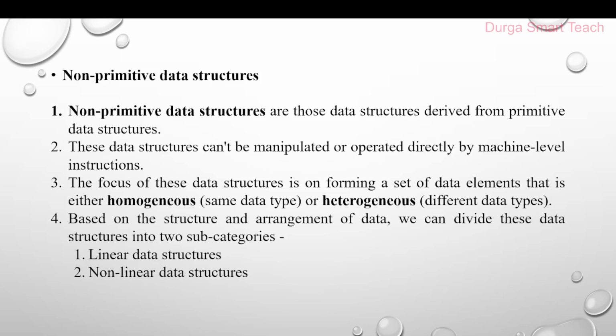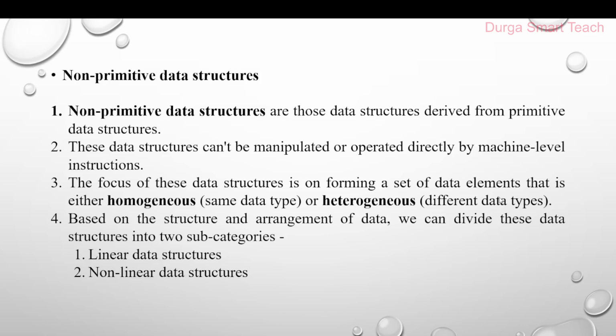The next one is non-primitive data structure. Non-primitive data structures are those derived from primitive data structures. These data structures cannot be manipulated or operated directly by the machine level instructions. By using non-primitive data structures, we can store either homogeneous or heterogeneous data. Homogeneous means same data. For example, if you want to store student roll numbers, all contain numbers only. If you want to store student names, all names contain only characters. So that is homogeneous, similar data items. Heterogeneous means different data items. For example, if you want to store the details of a particular employee, the employee ID contains integers, employee name contains characters, employee salary contains float, and employee age contains integer.